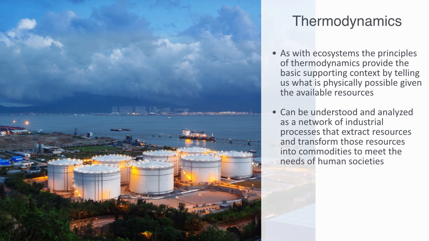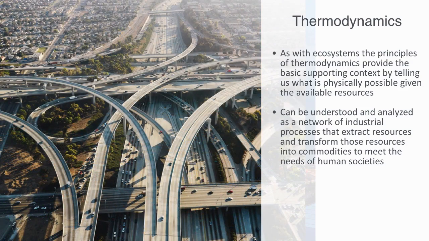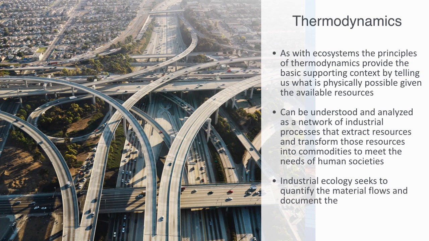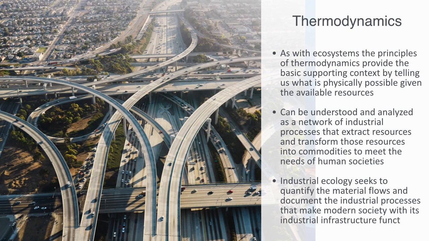As with ecosystems, the industrial economy is a network through which energy and resources are processed. In this case, we're talking about a global supply network composed of many different nodes, as the resources are extracted, refined, and synthesized during various production processes, distributed through various logistic and commercial networks, and then consumed by end users. Within this context, industrial ecology seeks to quantify the material flows and document the industrial processes that make modern society with its industrial infrastructure function.